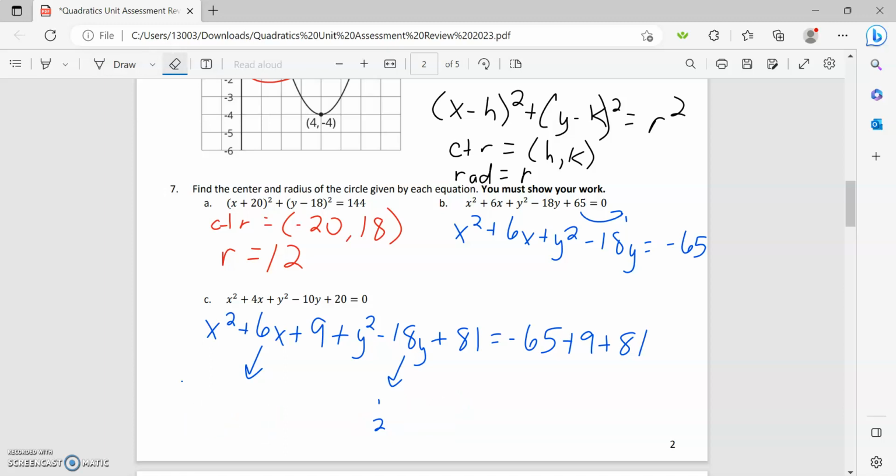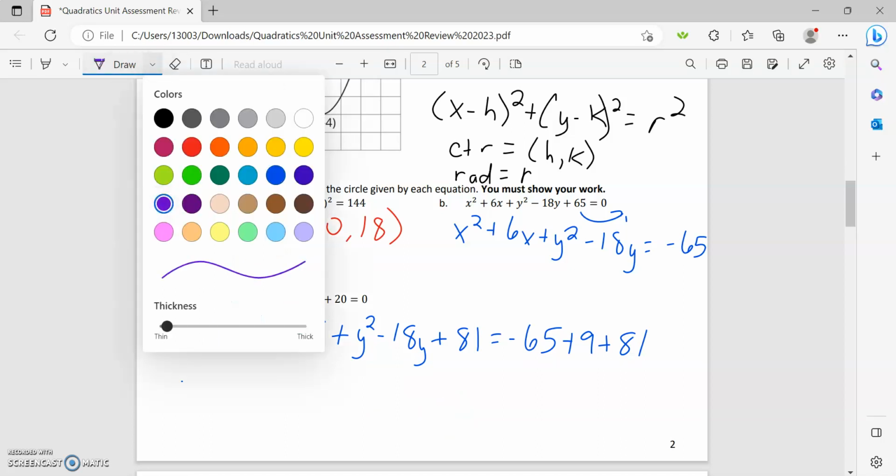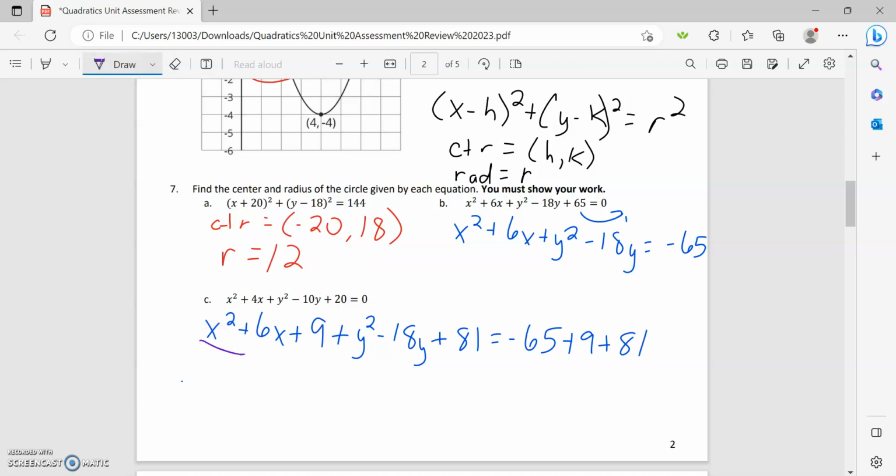So now, why did I do that? Just because I love math? No. I mean, I do love math, but that's not the point. The point is, by doing that, I can factor this. If I just looked at those three terms, I can say, hey, you know what? That is x plus 3 squared, right? So now I have this nice, easy x plus 3 quantity squared.